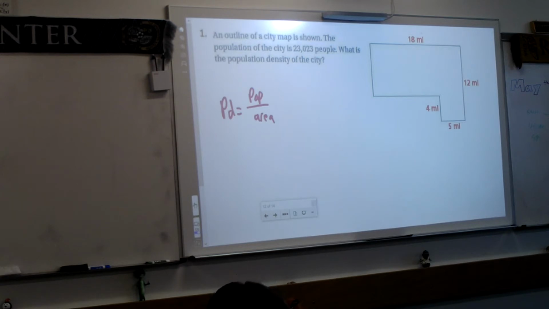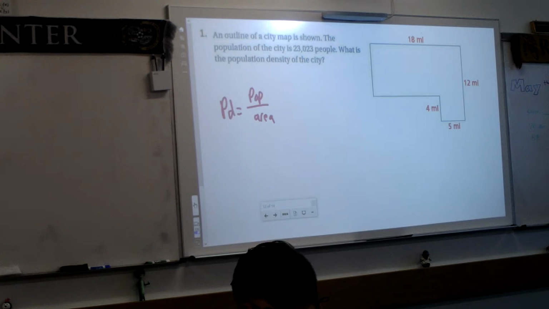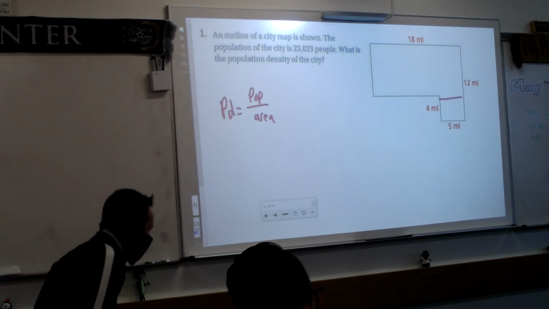It's kind of a weird shape. So what are you going to do? What could you do to figure out the area? I'll give you a clue. Okay, go find the area and then figure out the population density, alright? Give you about a minute here, it shouldn't take too long.